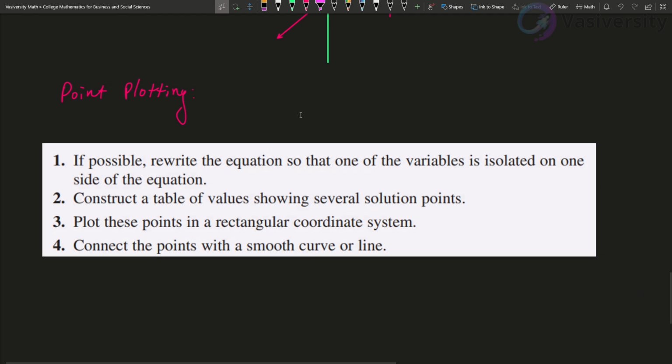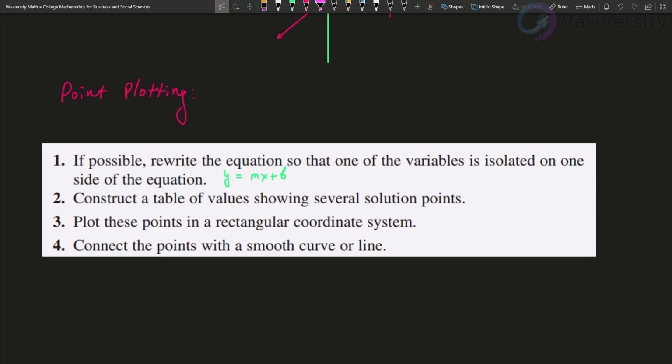Number 1, if possible, we can rewrite the equation so that one of the variables is isolated on one side of the equation. We've done that in the sense of y is equal to mx plus b. We have one variable, which is y. It's a dependent variable because it depends on x, because we are playing with x values to find y. Then we would like to construct a table of values showing several solution points. So essentially, we would plug in x and find y every time. Then we would want to plot these points on the Cartesian coordinate system and connect the points with a smooth curve or a line. In our case, since we're studying lines, we're going to be connecting them with a line.